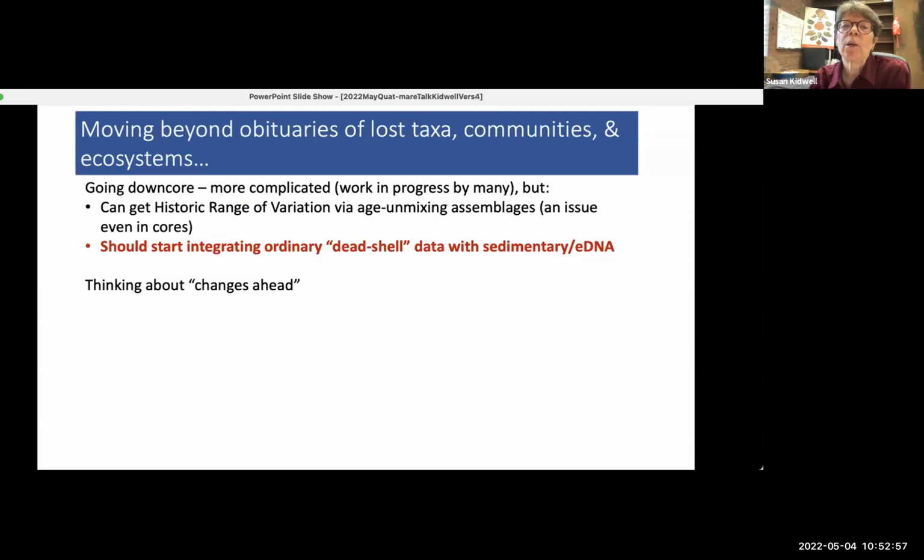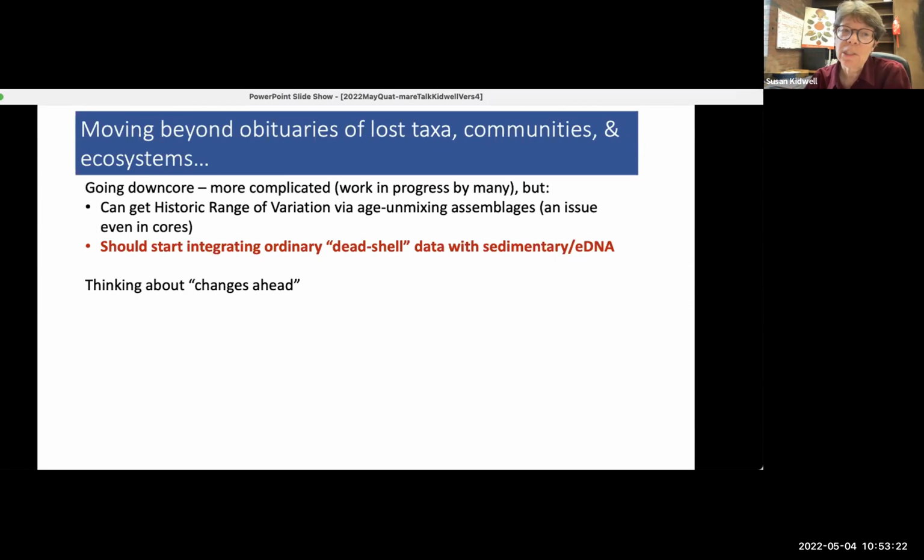Finally, going down core, it's very complicated, and there's several of us now working on what happens with progressive burial. That's a whole other talk. But we can get historic range of variation just by age unmixing assemblages. And you need to age unmix even in core increments because of bioturbation. Those are still time averaged and prolonged time averaging.